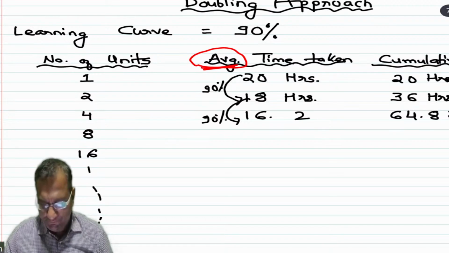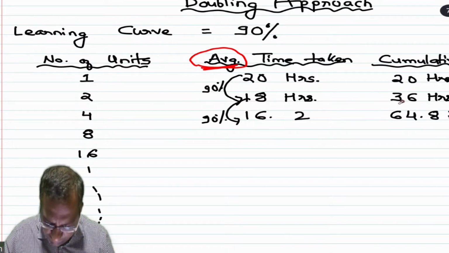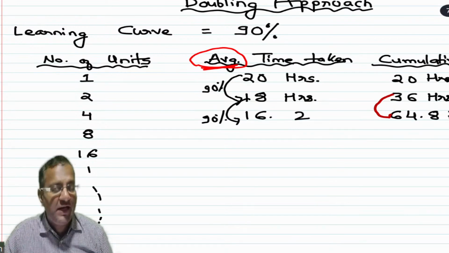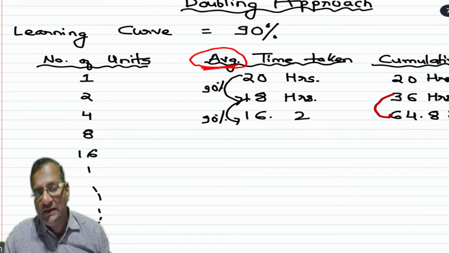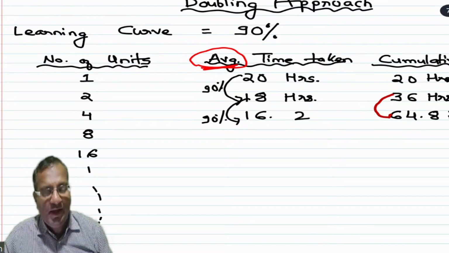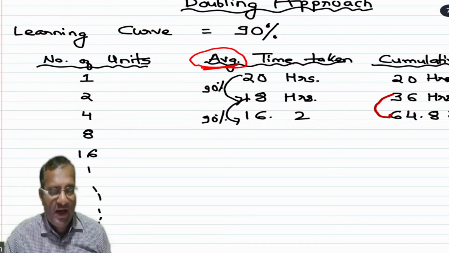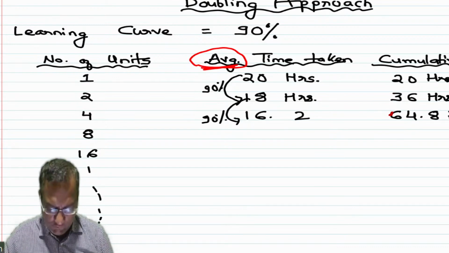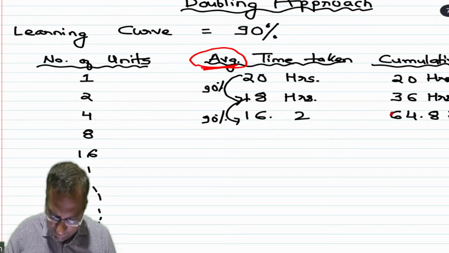64.8 hours. So the difference between 64.8 hours and 36 hours indicates the time taken by unit number 3 and 4 together. Time taken by unit number 3 and 4 together. Now please write down the interpretation, beta.